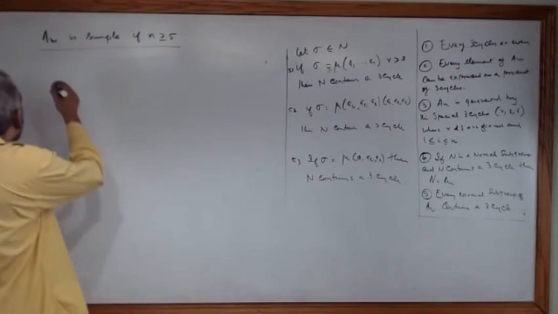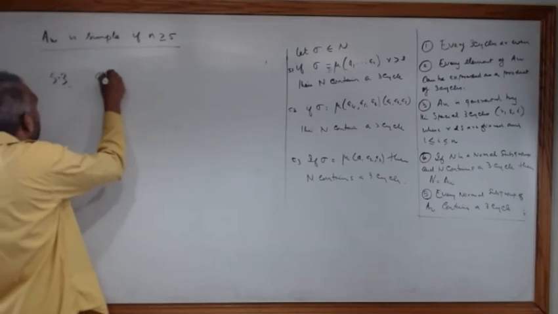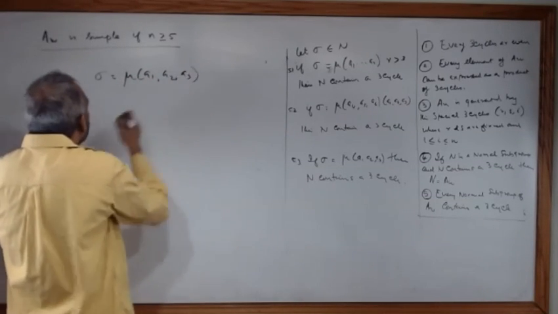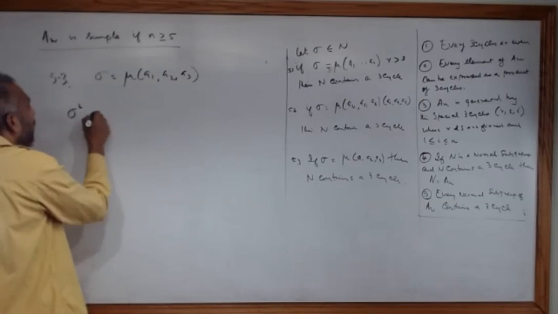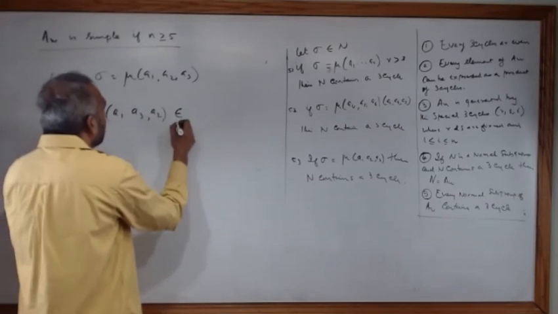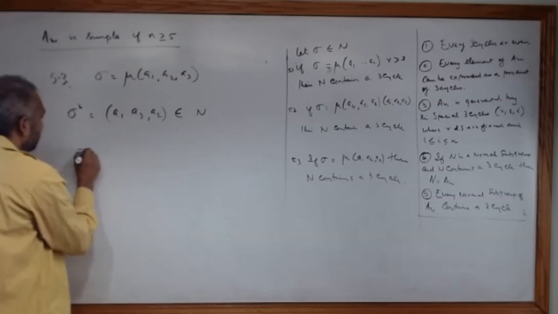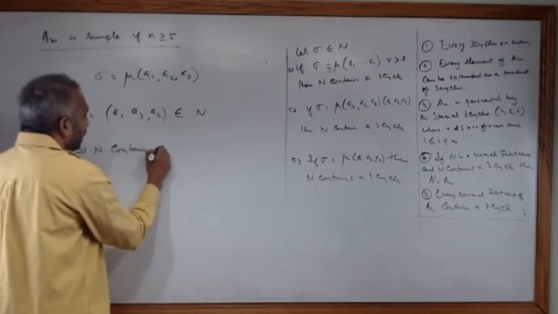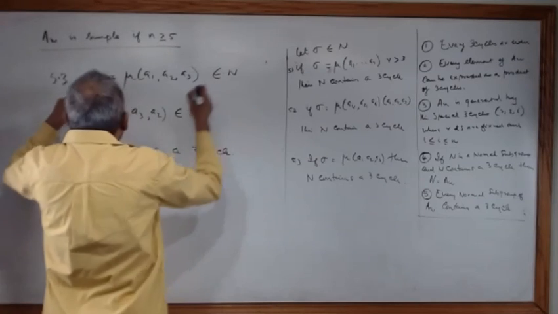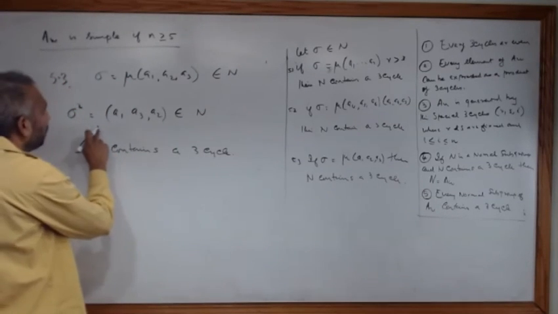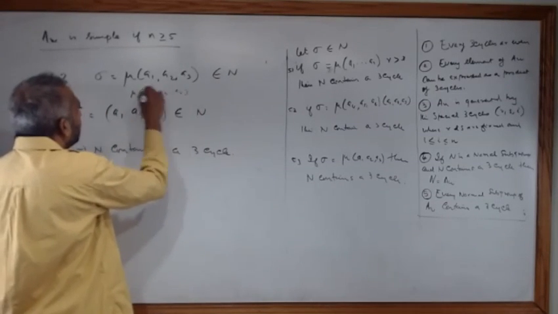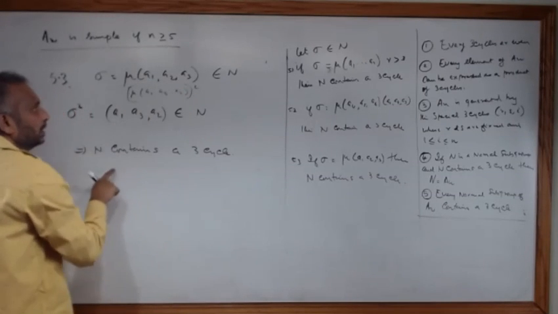And the last one is 5.3. Sigma is equal to mu of (A1, A2, A3). In here, it is simple: sigma square. If you compute, that is going to be (A1, A3, A2), and that belongs to N. So that means N contains a 3 cycle. Because if sigma belongs to N, sigma square also belongs to N. And when you compute, that is actually mu of (A1, A2, A3) square. If you compute, then you are going to get this.